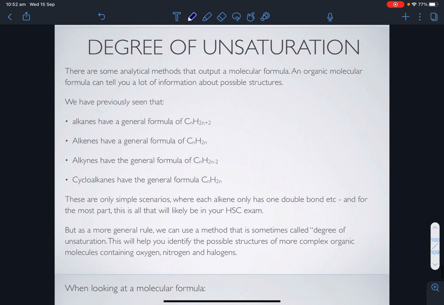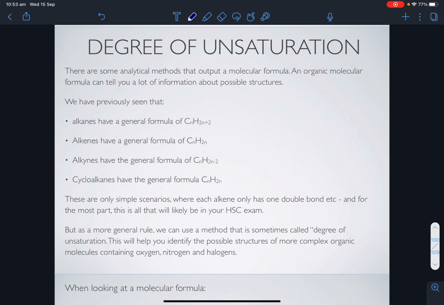One thing to consider is that some techniques give us a molecular formula, and we haven't really talked about those techniques. But sometimes when you come to do an HSC problem, they might say, here's a molecular formula, here is, let's say, a mass spectrum, and here is an IR. What is the molecule? From a molecular formula, you can get quite a decent amount of information, and sometimes we call that the degree of unsaturation. I haven't got too much into detail on this. You will if you go into university chemistry.